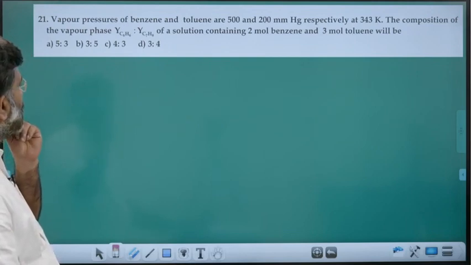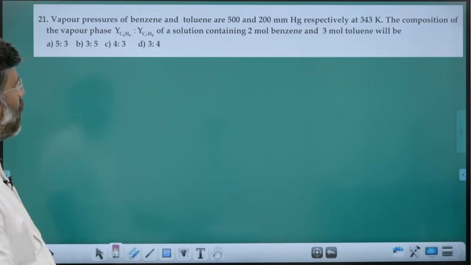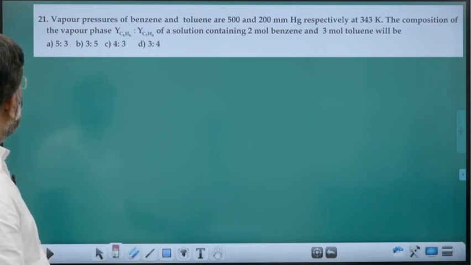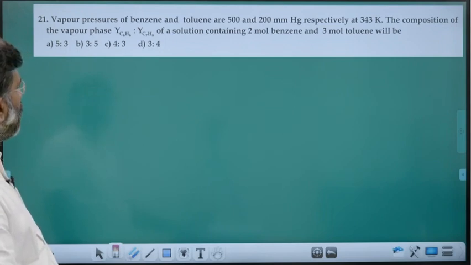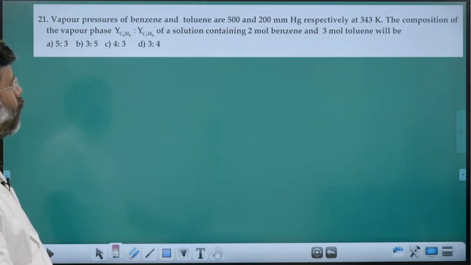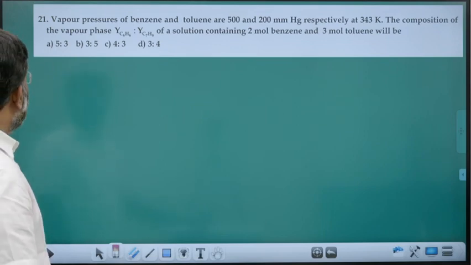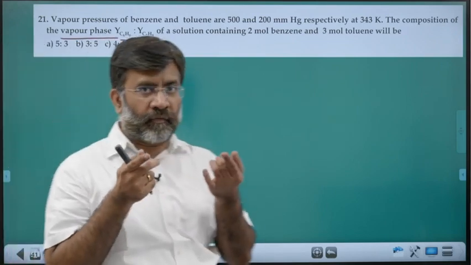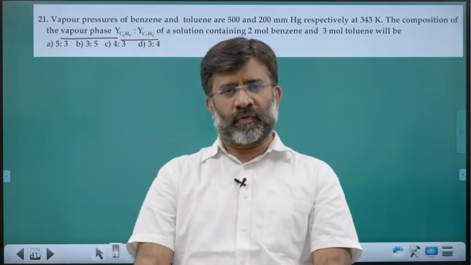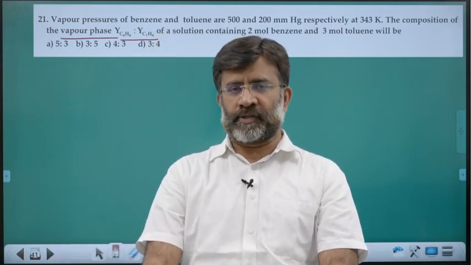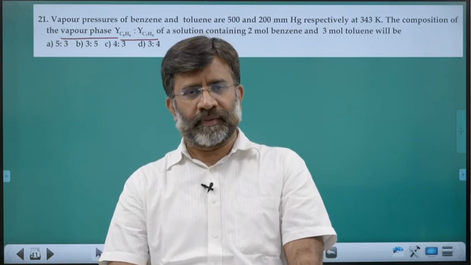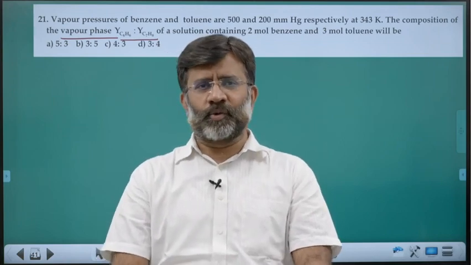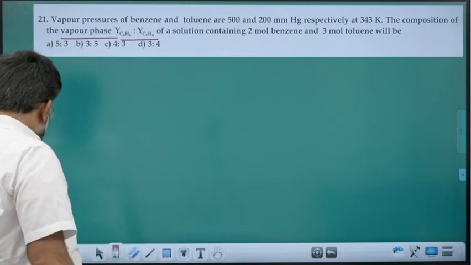Vapor pressure of benzene, toluene are 500, 200 respectively. The composition of vapor phase, Y benzene, Y toluene of a solution containing 2 mole benzene and 3 mole toluene will be. So we want to find the ratio of composition in the vapor phase. How to get that? Apply Dalton's law, apply Raoult's law.